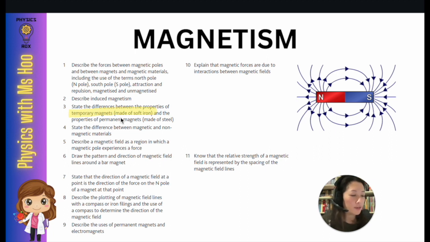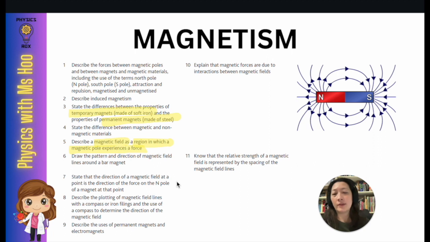You need to be able to state the difference between magnetic and non-magnetic materials, describe a magnetic field as a region in which a magnetic pole experiences a force, draw the pattern and direction of magnetic field lines around a bar magnet, just like the one in this diagram here. You must remember that the magnetic fields go from north to south, outwards from north, inwards to south. You need to know that the relative strength of a magnetic field is represented by the spacing of the magnetic field lines. So the closer the magnetic field lines are to each other, the stronger the magnetic field strength.